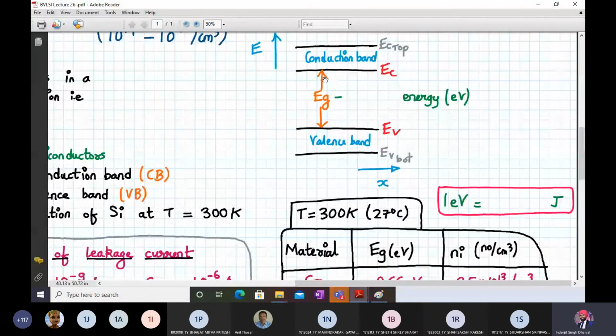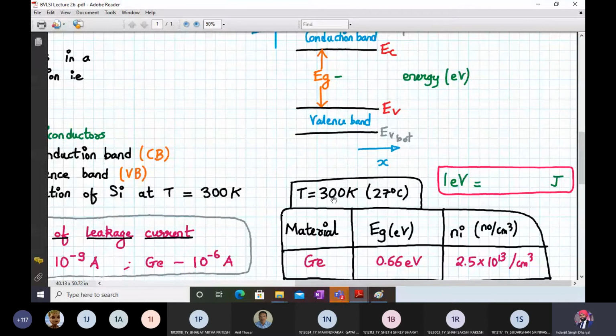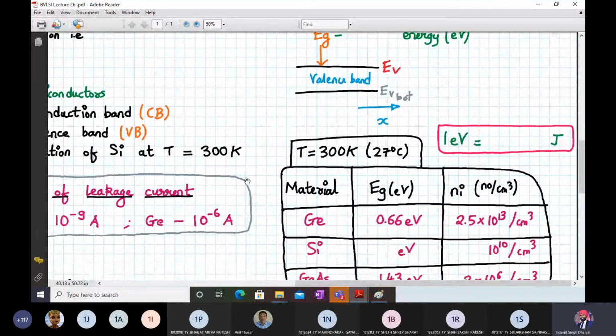So this EG is my band gap energy. Band gap energy is also measured in electron volt. And T, I've already told you, 300 kelvins means 27 degrees Celsius. So 0 degrees Celsius means 273 Kelvin.